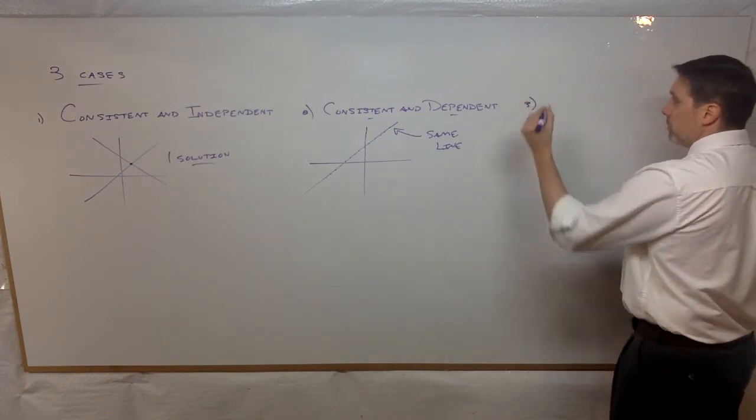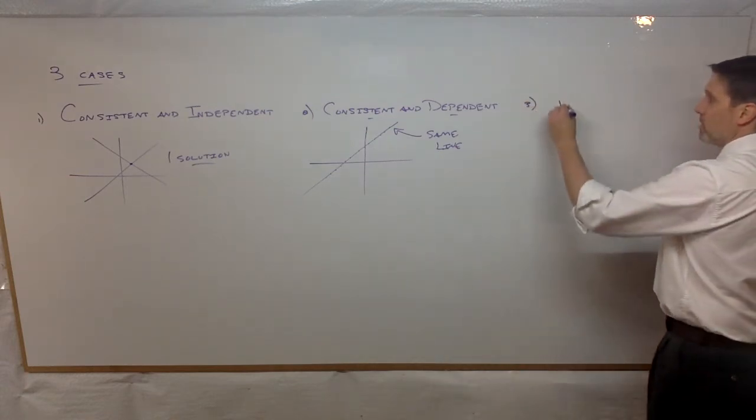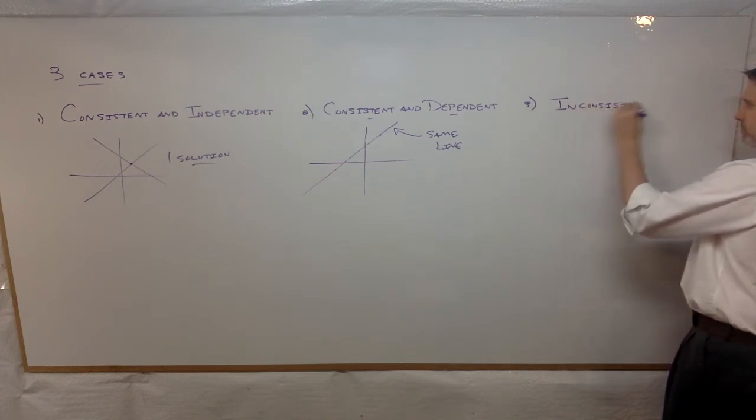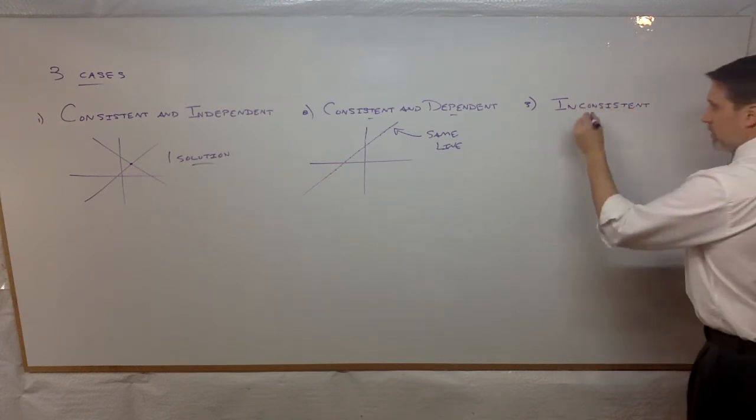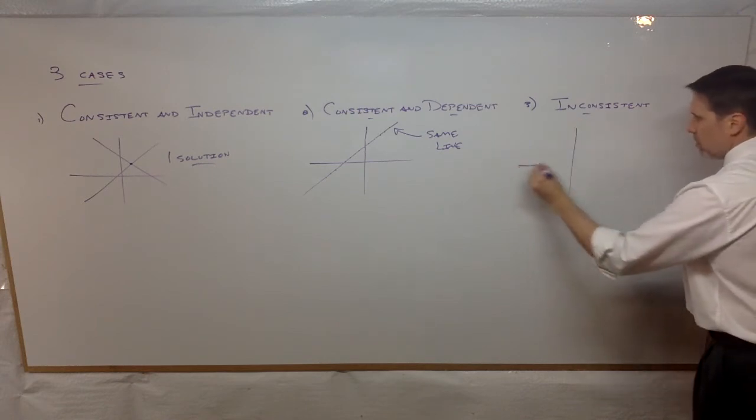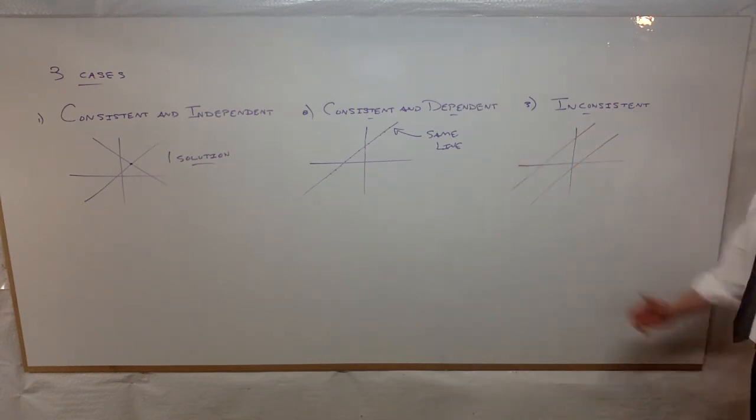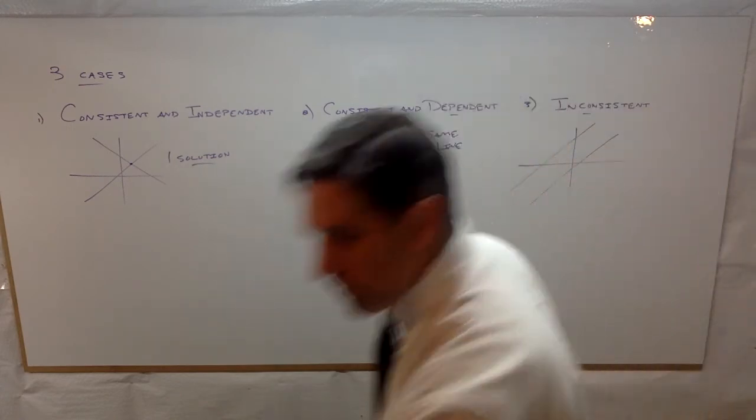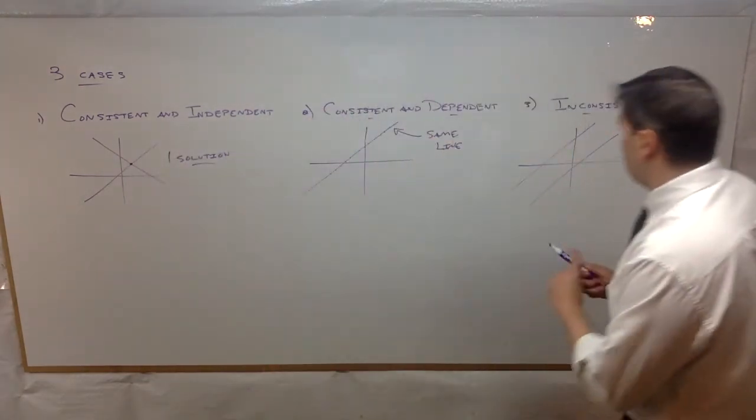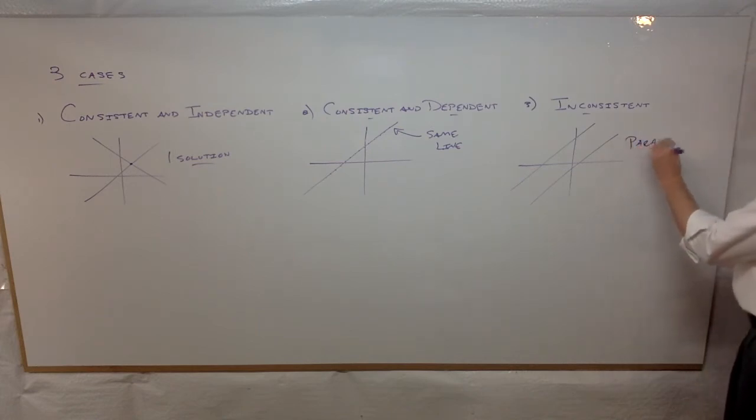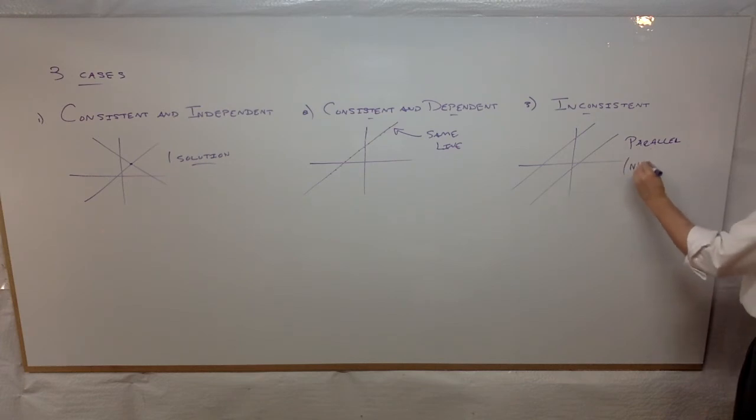And the third possibility is, what if the lines are parallel? Well, that's called inconsistent. They gave you 2 linear equations, but doggone it, they were parallel. And the whole idea is, where do they intersect? If they're parallel, they don't intersect. Parallel. So there is no solution to that system.